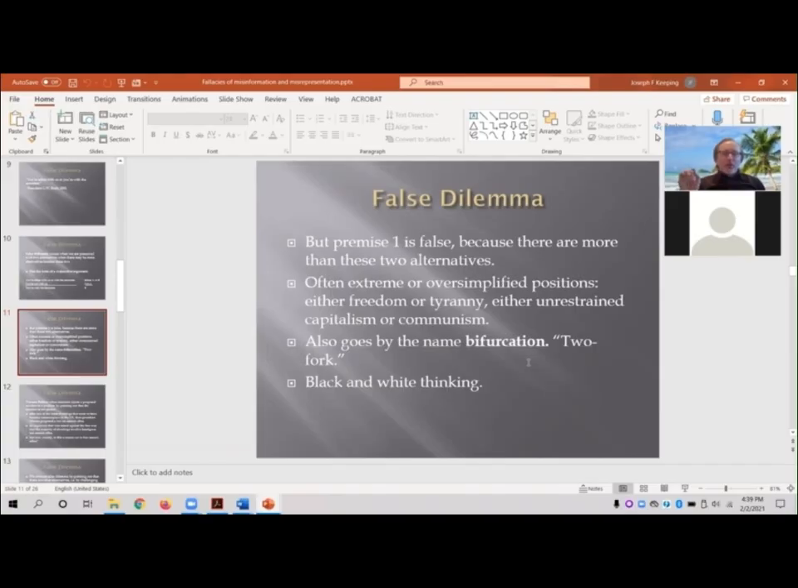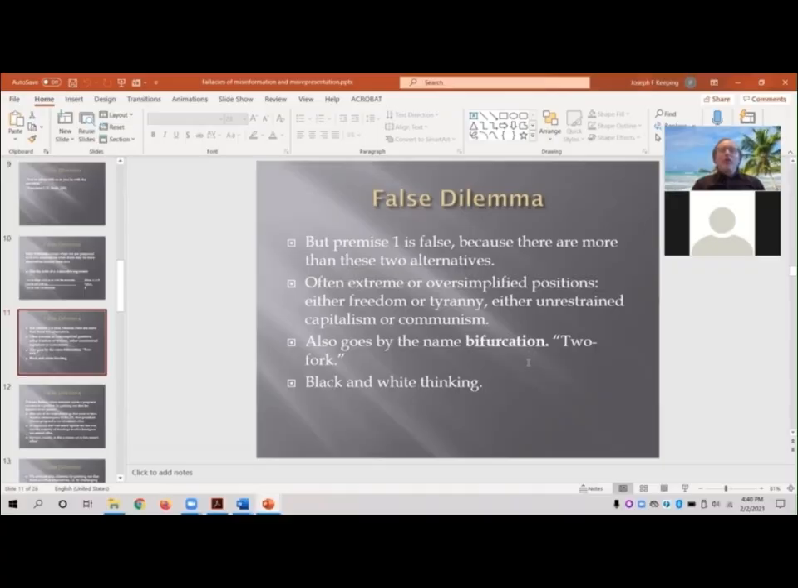So when somebody presents you with a choice between two alternatives as part of an argument, ask yourself, are there really just these two alternatives, or are there more than these two? Or is there at least one more alternative? And if you can think of one, then you can show that it's a fallacy of false dilemma and that the reasoning doesn't follow.